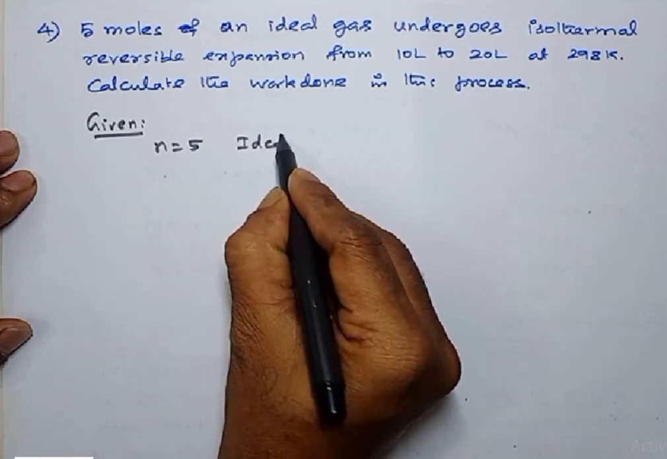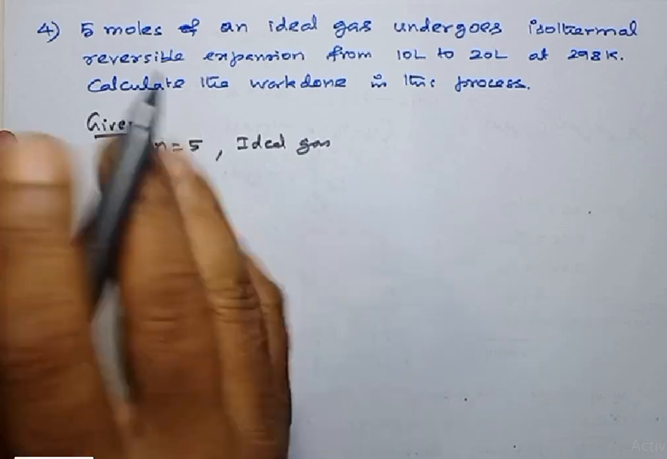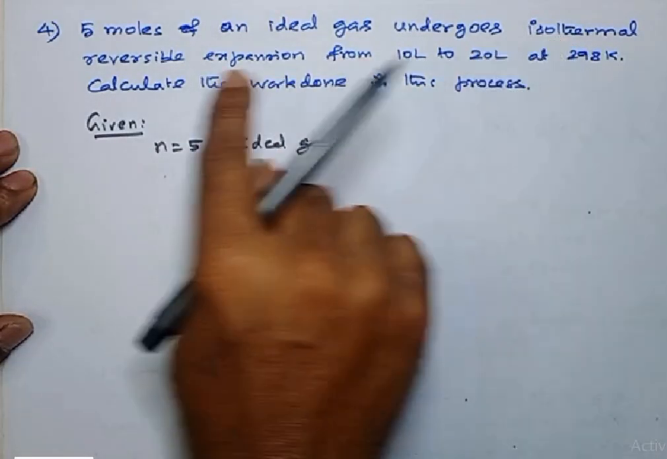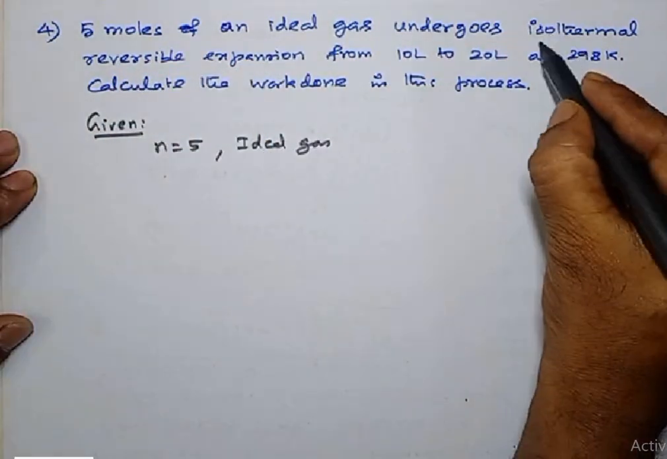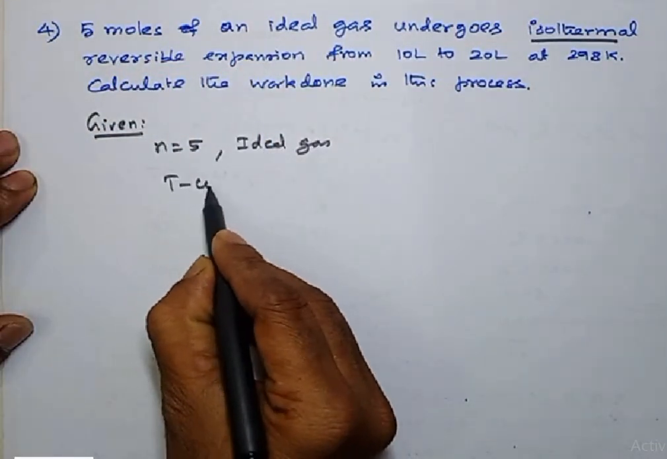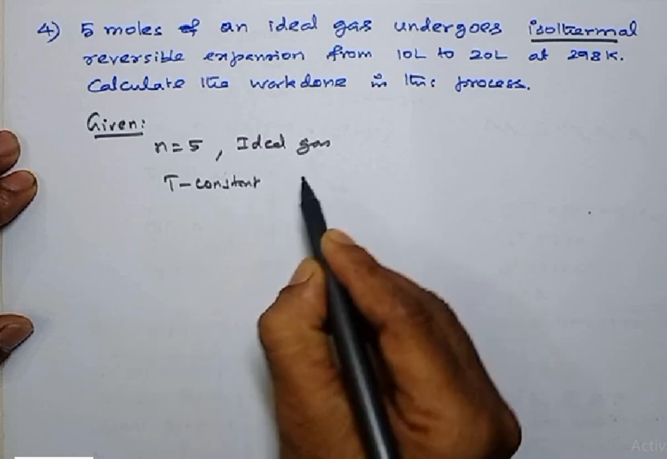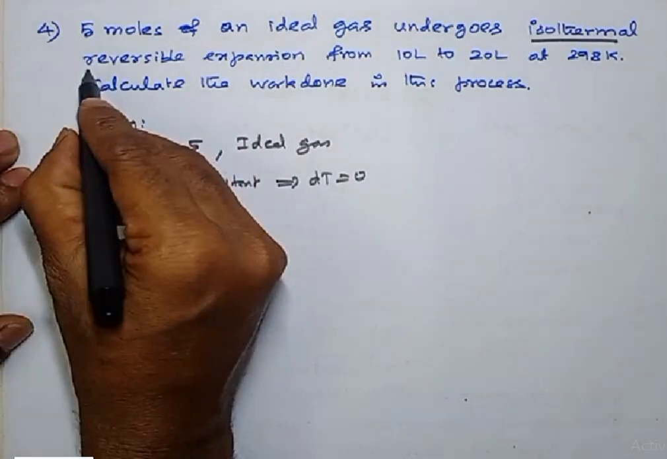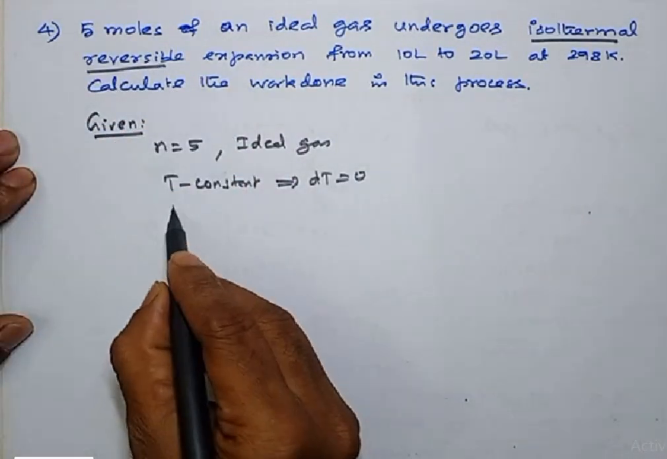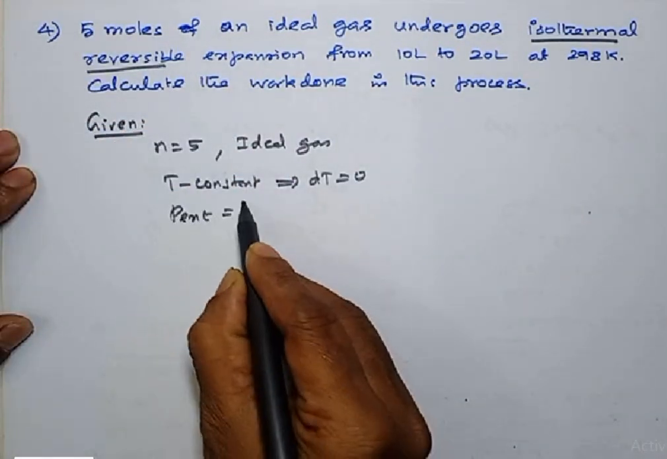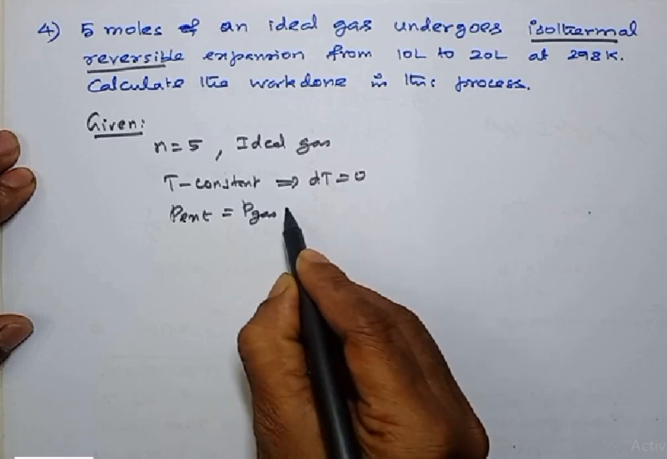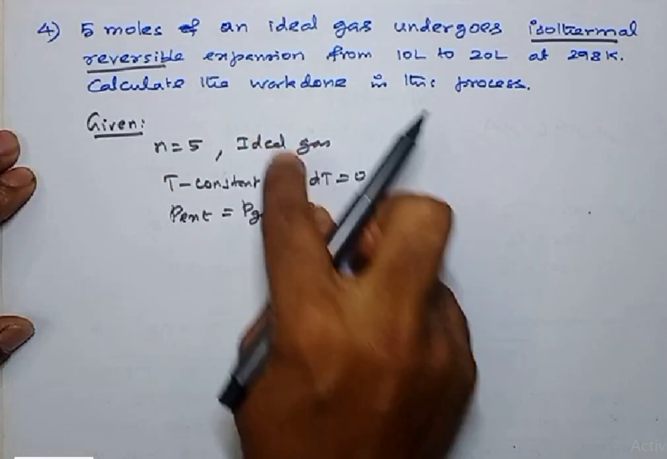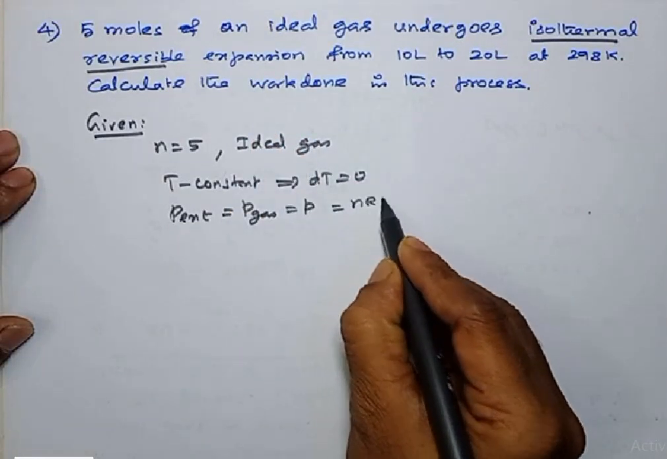If the gas is given, just make a note of it. Then it is given isothermal reversible expansion. Isothermal means temperature constant, which means dT is 0. Then it is given reversible. Reversible means external pressure is equal to the gas pressure. We normally write gas pressure as P. In this case, we have taken an ideal gas, so P is equal to nRT by V.